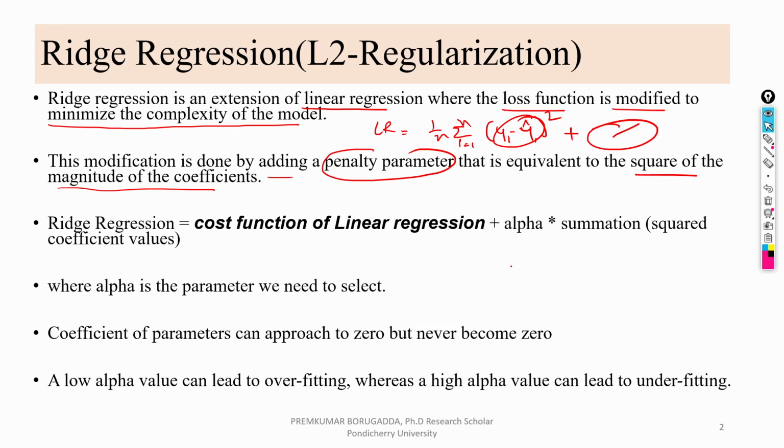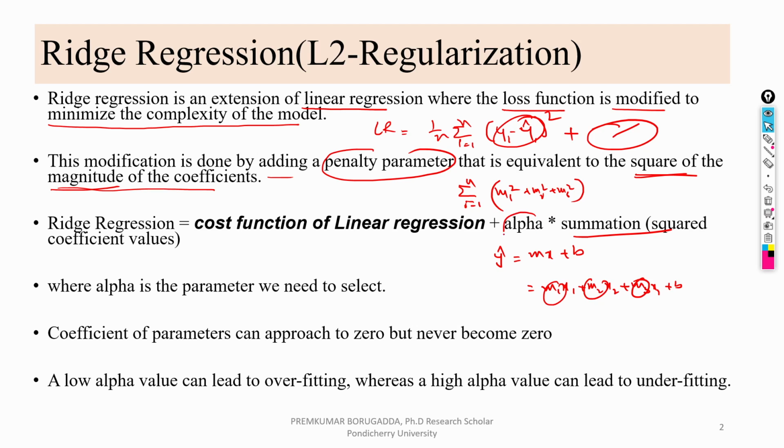Here y hat is equal to mx plus b. If there are multiple features, it is m1 x1 plus m2 x2 plus m3 x3 plus b. These m1, m2, m3 are the three coefficients with respect to the three input features. So the squares of the magnitude of the coefficients means m1 square plus m2 square plus m3 square. We add this summation multiplied with alpha.